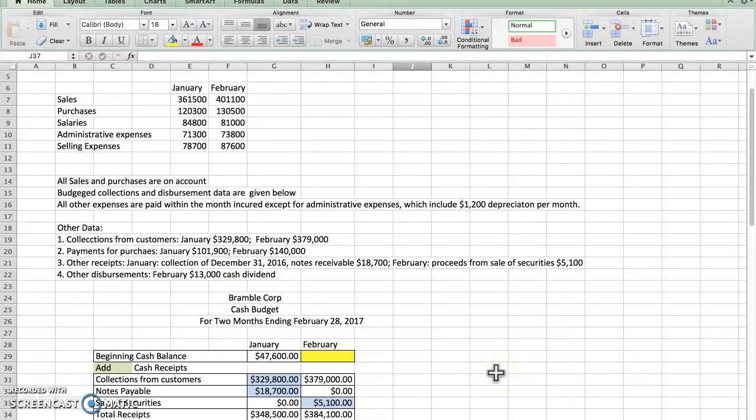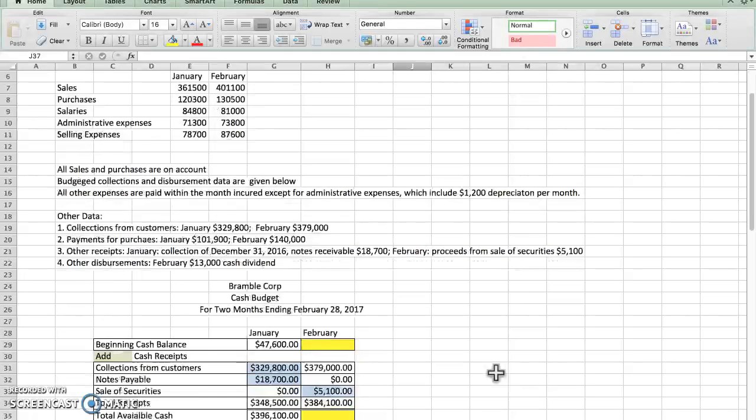Other receipts, in January, we collected money on notes receivable from December, and in February, there were proceeds from the sales of securities. And other disbursements in January, we paid out some cash dividends.